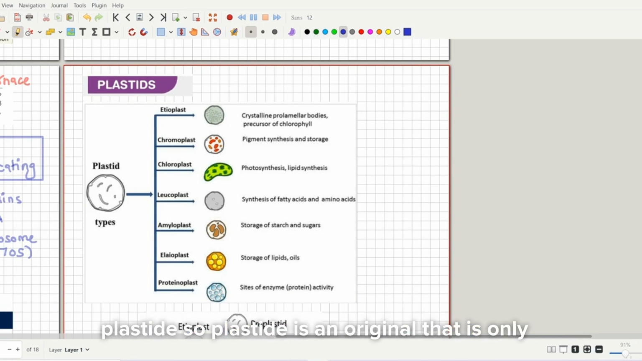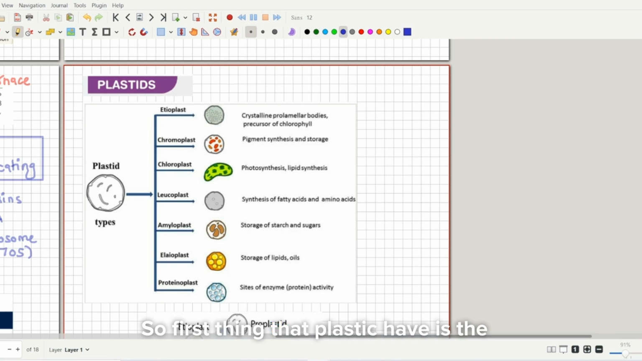So a plastid is an organelle that is only present in plant and algal cells. They are necessary for essential processes like photosynthesis and food storage, and the presence or absence of these pigments can really influence a whole organism. So plastids are only present in plant cells.